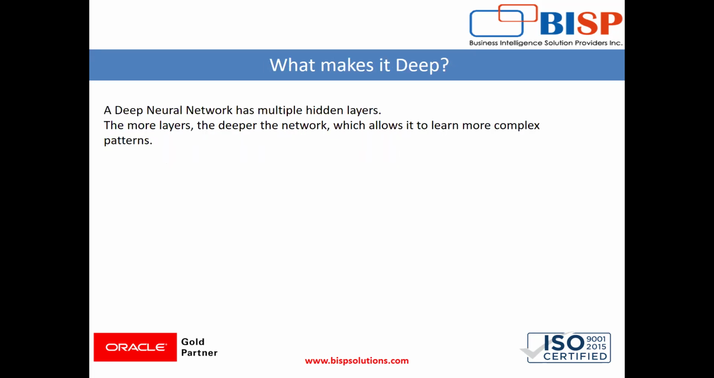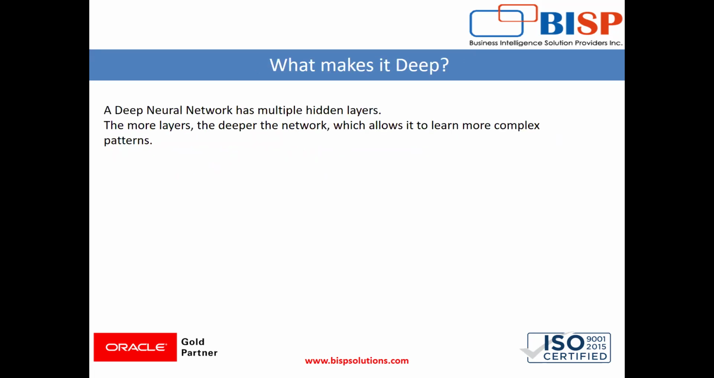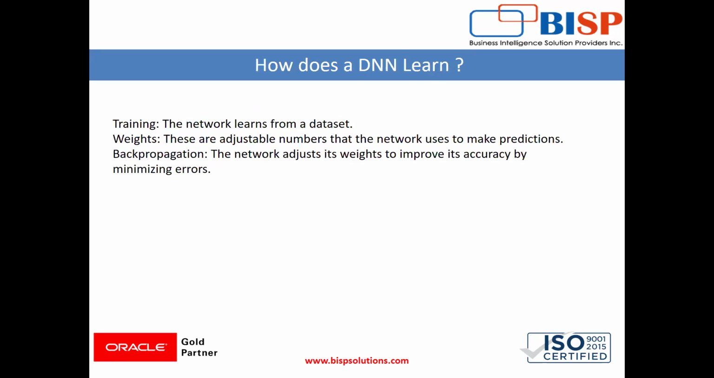Now, what makes it deep? What is the main reason? A deep neural network has multiple hidden layers. Number one, the more layers, the deeper the network, which allows it to learn. So as we add more layers, a more accurate probability will be achieved.